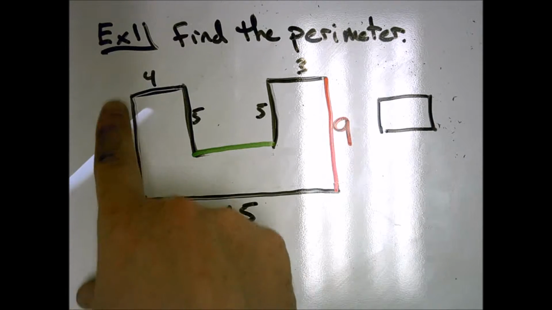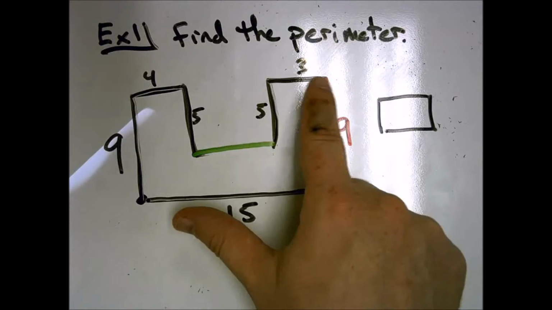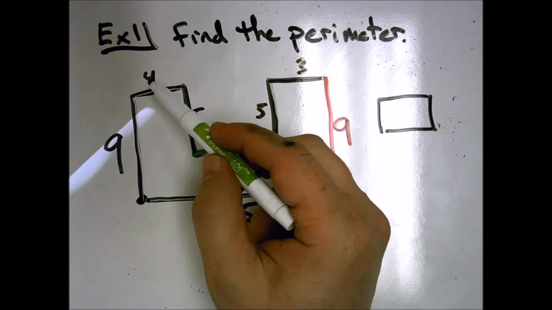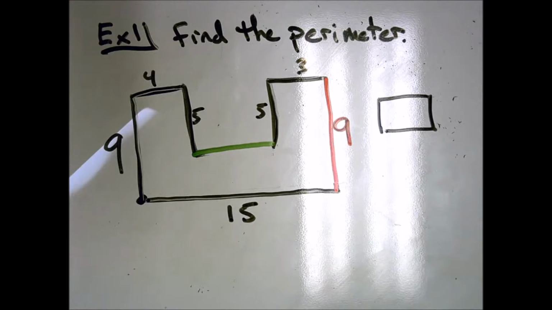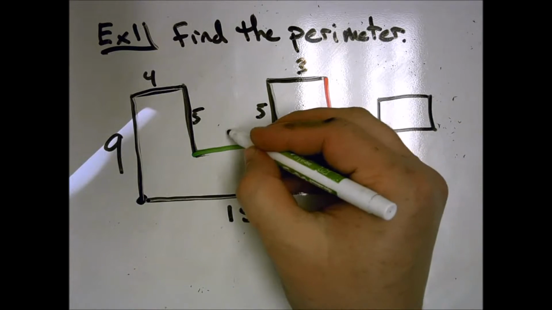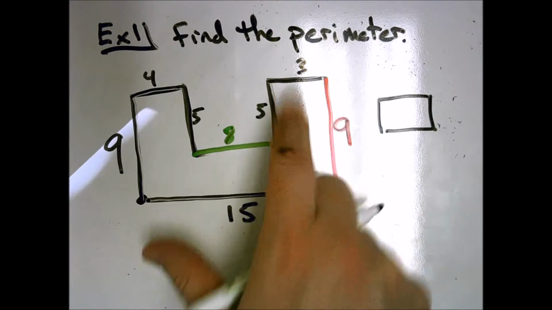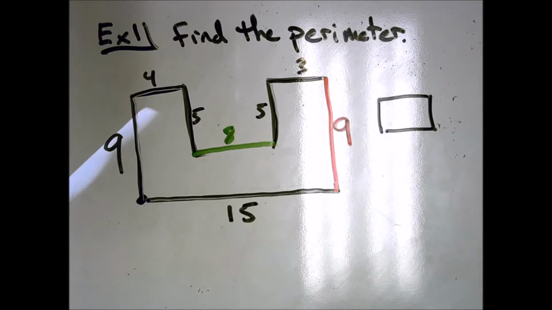15 is the total. Here I have 4, some of the green, I don't know how long yet, and the 3. So I need to think, what number do I need to add to 4 and 3 to get all the way to 15? And if you think that number is 8, you are correct. 4 plus 8 plus 3 is 15. So now we have all the lengths all the way around our shape.